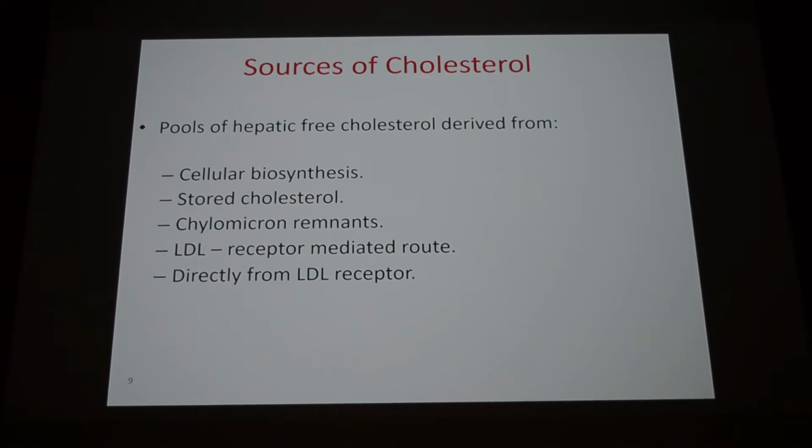So how do we obtain cholesterol in the body? We can obtain cholesterol from synthesis, or from stored cholesterol, or from the chylomicron remnant, which is the chylomicron that transports the dietary lipids, so it transports cholesterol from our diet, or from LDL, either from the LDL receptor mediated route, and we'll talk about this next week, or directly from the LDL receptor.